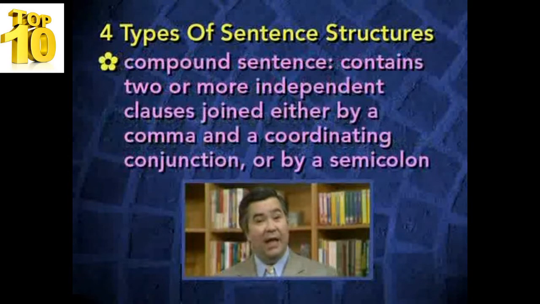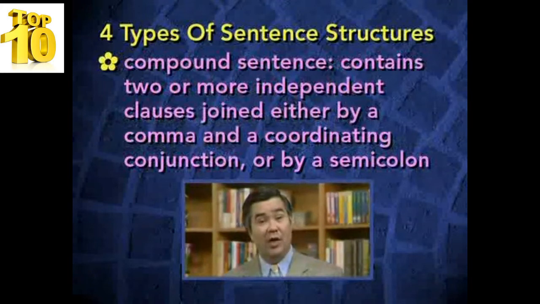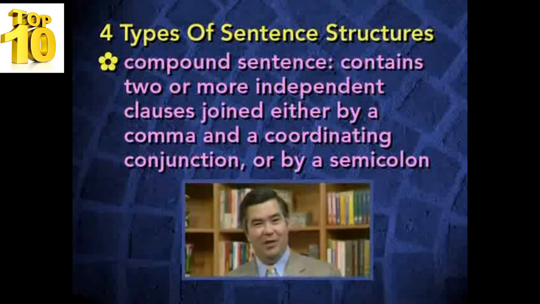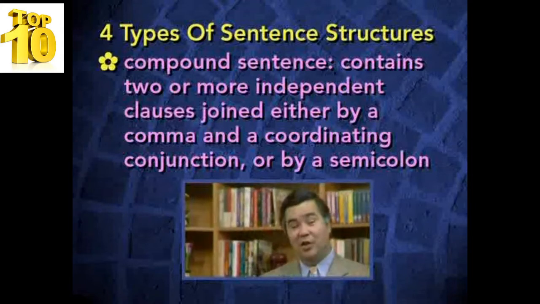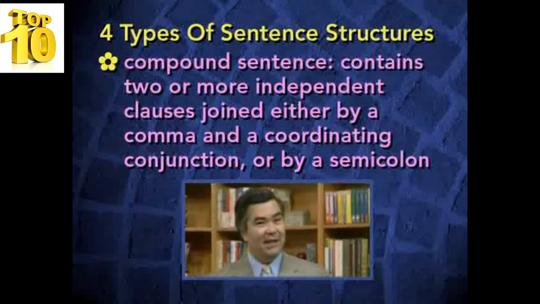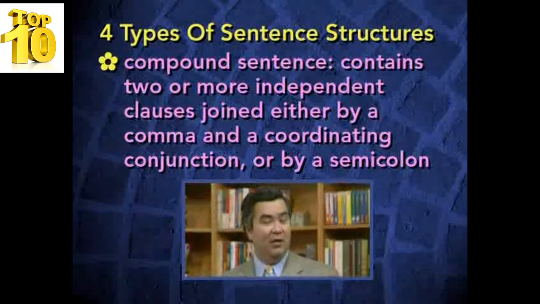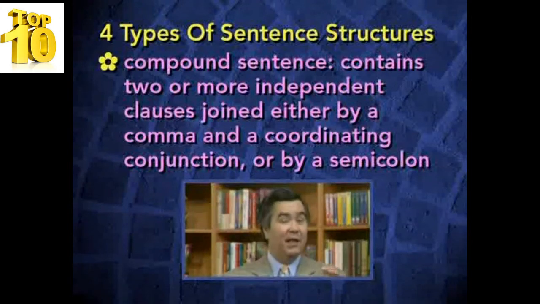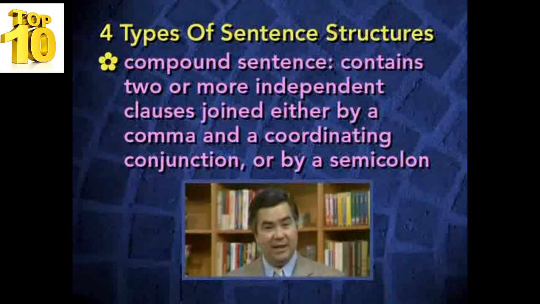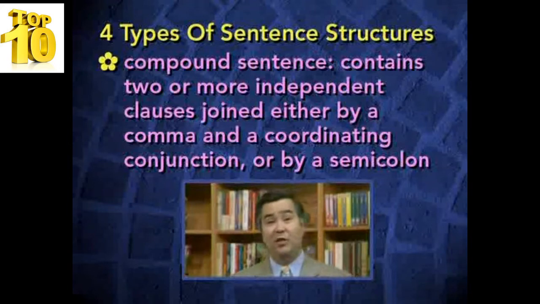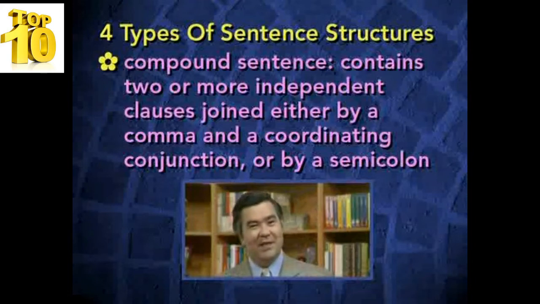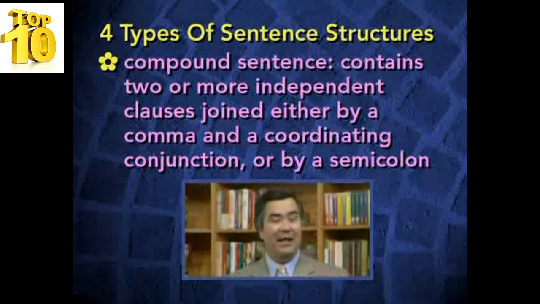By contrast, a compound sentence contains 2 or more independent clauses, which are joined either by a comma and a coordinating conjunction or a semicolon. That's a complicated definition, so let's take it piece by piece. A compound sentence contains 2 or more independent clauses. As we've seen, an independent clause can stand alone as a sentence, but 2 of them can also be joined together to form a compound sentence. Now, when you have 2 independent clauses and you want to join them together, you have to do it according to certain rules. And there are basically 2 alternatives, 2 ways of making that connection.